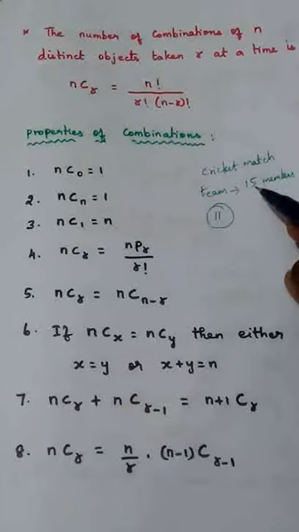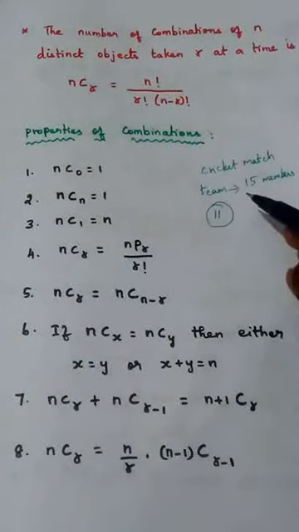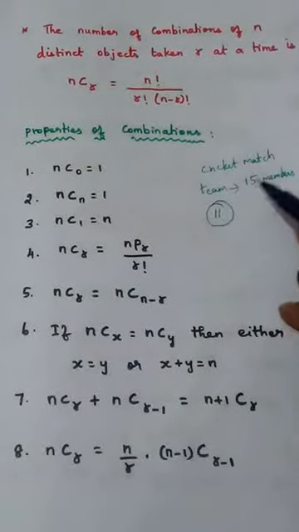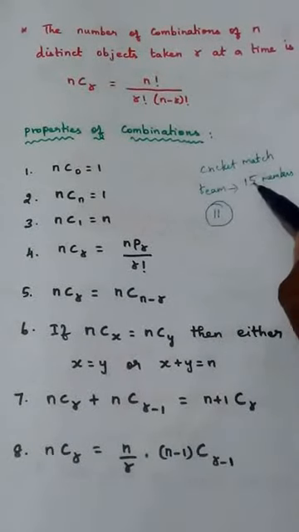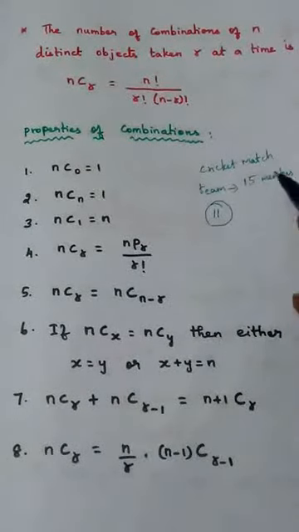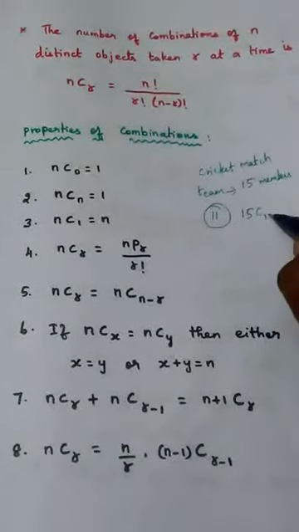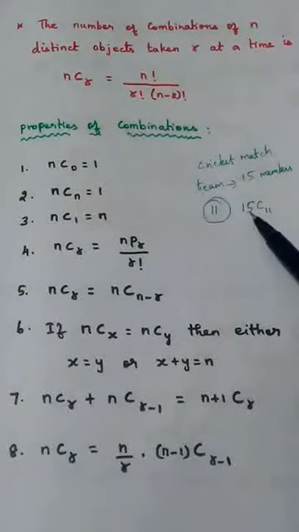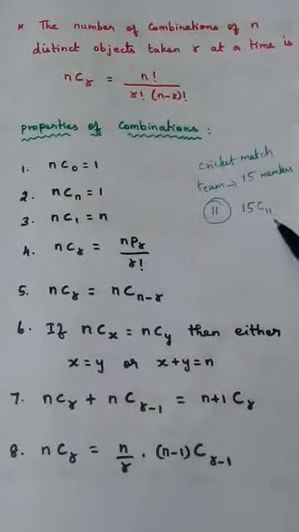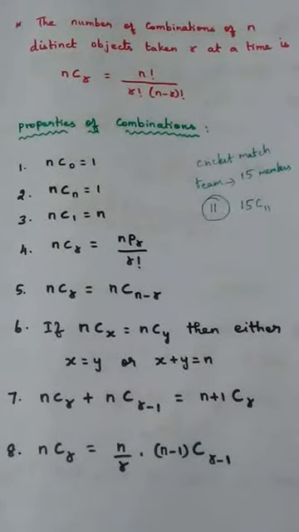Listen carefully. Totally there are 15 members available in the squad. All the 15 cannot play the game. For a cricket match to be played, a team should have 11 players. So these 11 players should be selected only from this 15 member squad. So if I write 15C11, the meaning is out of 15 members, 11 members are selected. That is the meaning. So combination means selection.